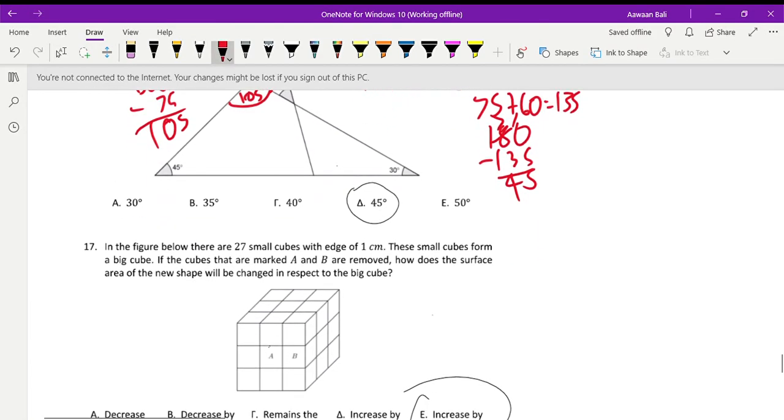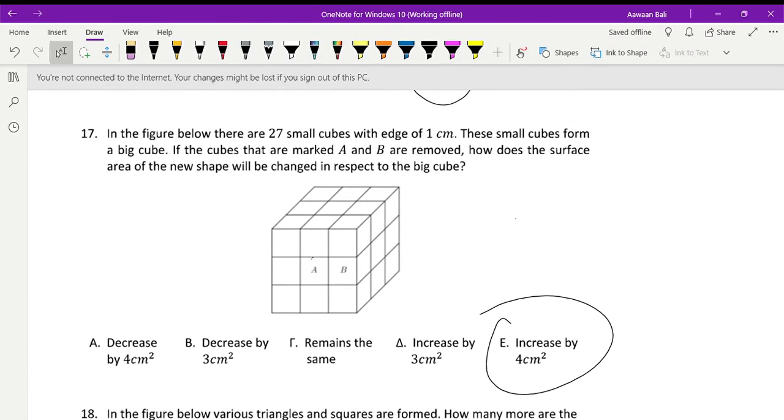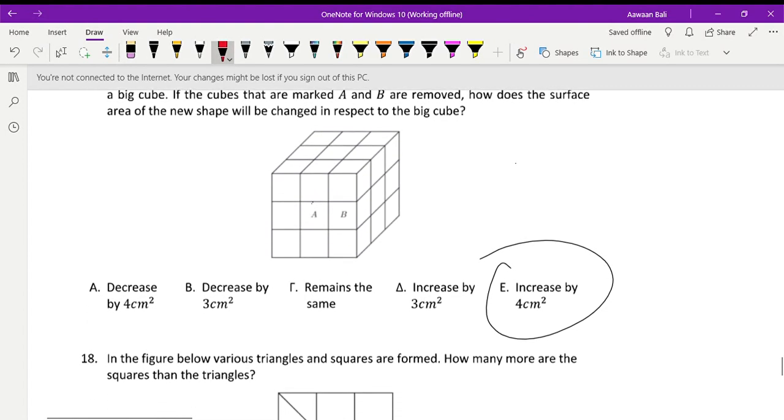Easy, right? Now, question number 17. In the figure below, there are 27 small cubes with an edge of 1 centimeter. These small cubes form a big cube. If the cubes marked alpha and beta, so this one and this one, are removed, how does the surface area of the new shape change with respect to the big cube?